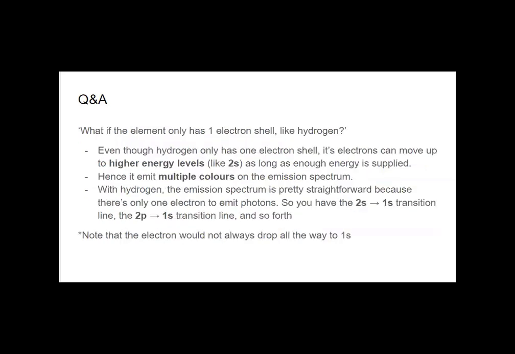Another question asked was what happens if the element has only one visible quantum shell, like hydrogen. Even though hydrogen only has one electron shell, its electrons can move up to higher energy levels as long as enough energy is supplied. Hence, it emits multiple colors on the emission spectrum. With hydrogen, the emission spectrum is pretty straightforward because there's only one electron to emit photons. So you have the 2s to 1s transition line, the 2p to 1s transition line, and so forth. It should be noted that the electron won't always drop all the way to 1s.